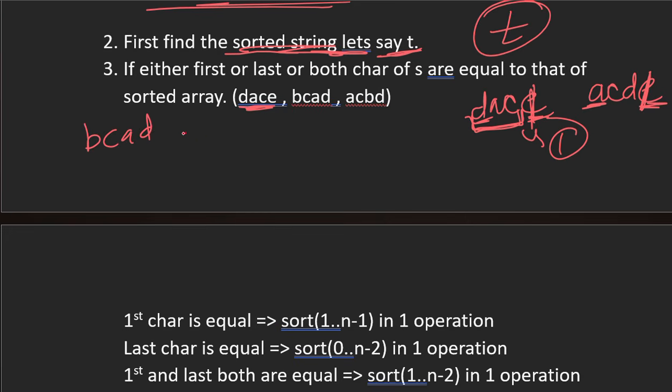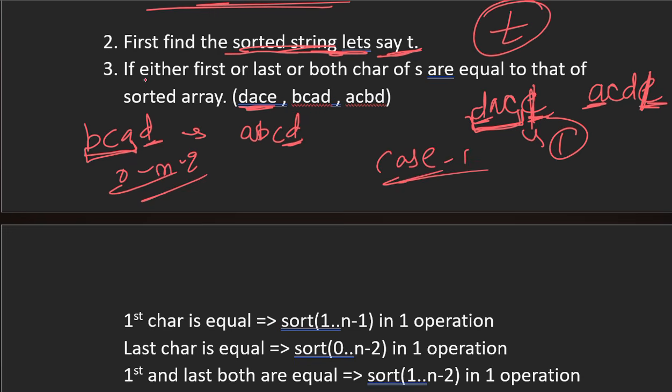Let's take the second, BCAD. Again the sorted is ABCD. Again the last one is matching, so we take the first part, that is 0 to n minus 2, and sort it in one operation. So the first case is case 1.